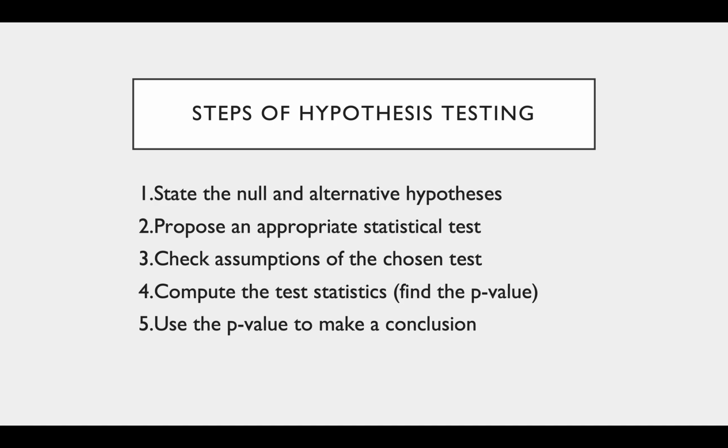There are 5 steps to hypothesis testing. The first one is to state the null and alternative hypothesis. Second, to propose an appropriate statistical test. Third, we need to check assumptions of the chosen test. 4, we're going to compute the test statistics to find the p-value. And 5, we're going to use the p-value to make a conclusion. We'll go further into each of these steps on the next slides.